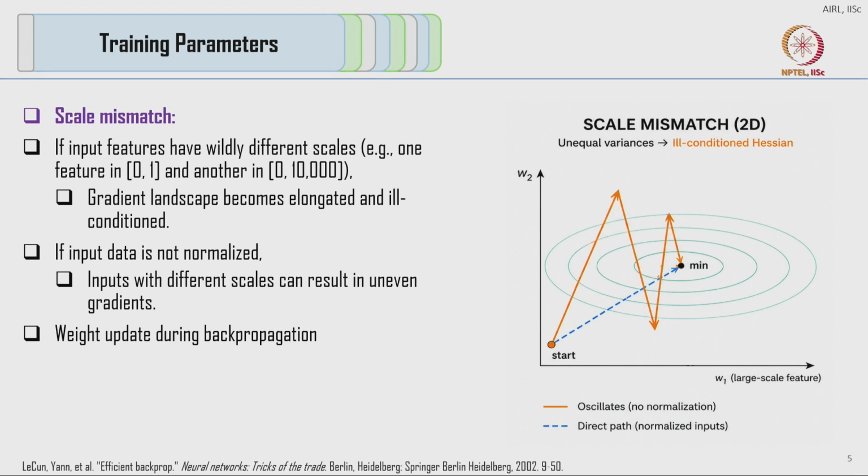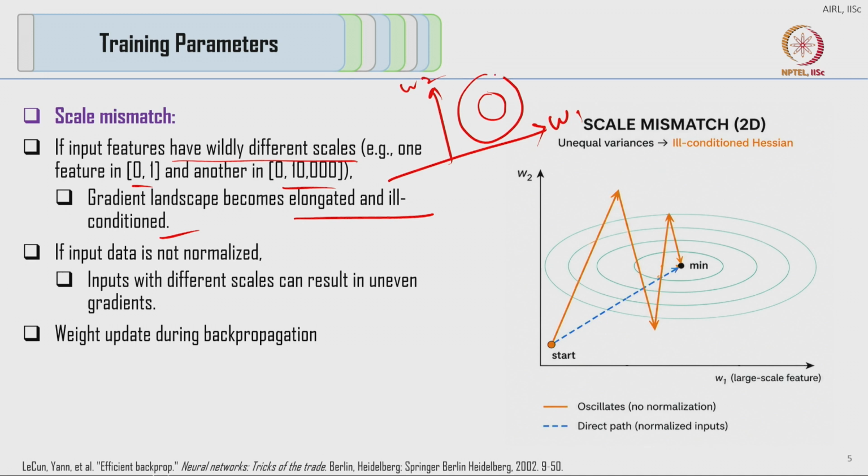Now, let us take a different look into the scale mismatch problem. We could have scale mismatch because let us assume that the input features have different scales. So, one feature is in the range of 0 to 1 and one feature is in the range of 10,000. If we have something like this, then we can observe that the gradient landscape becomes elongated and ill conditioned. Essentially, we even saw this in our tutorials, that when we looked at the contours of, let's say, W1, W2, they used to be a very simple concentric figure.